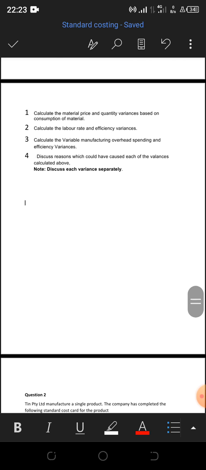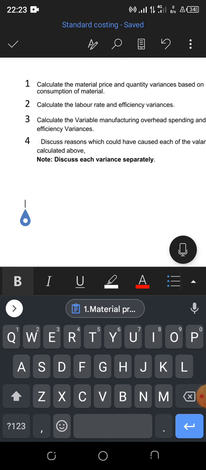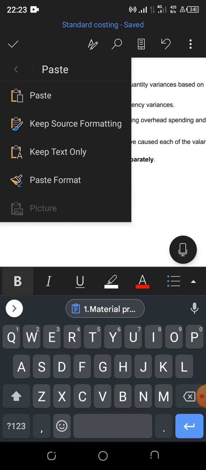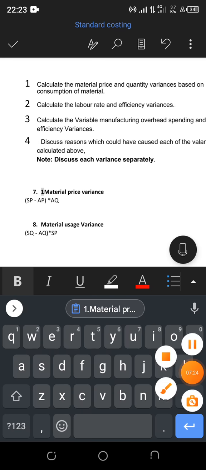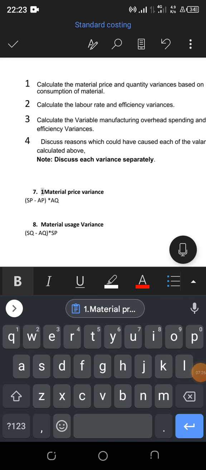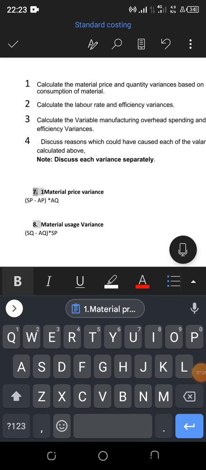Let me copy this formula here so that we can analyze it when we are able to see the formula. You don't have to worry about the numbering.